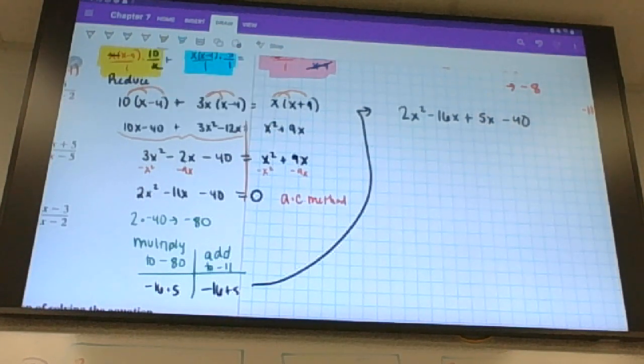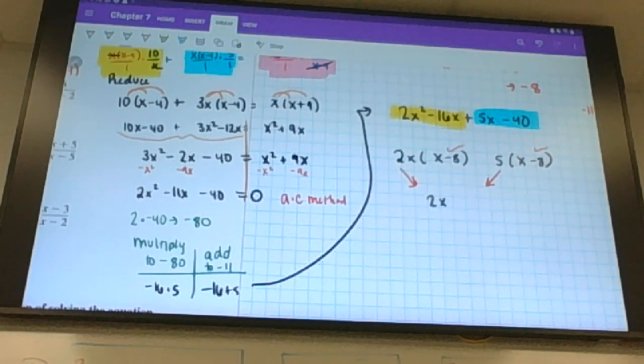So take a GCF of the first two, take a GCF of the second two. That's 2x, x minus 8, 5, x minus 8. Remember your parentheses must match. Bring those together. And we get two answers. x is 8 and x is negative 5 over 2.